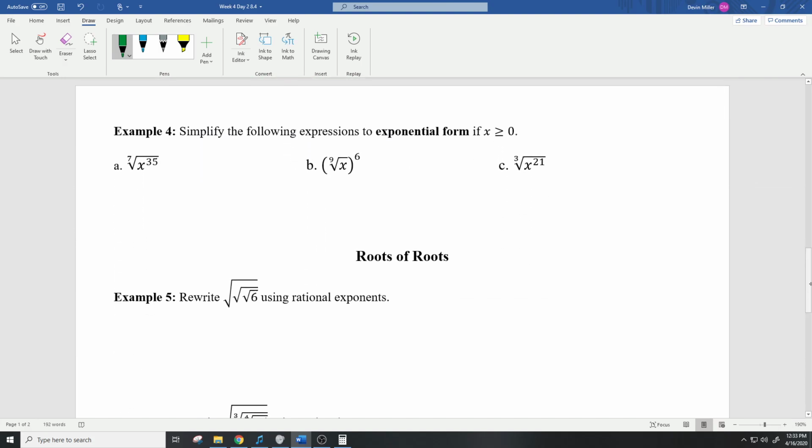Next page. Practice a couple of these. Just simplifying them this way. Simplify the following expressions to exponential form, which is important. That means they want you to have it just as an exponent, as long as x is greater than or equal to 0. Again, you can't have negative numbers inside these roots, especially if they're even roots. So the 7th root of x to the 35th would be the same thing as x to the what power? 35 over 7. We can skip the middle step. We don't have to pull 35 out. We already know how to do this. Then simplify this. 35 over 7 is 5. So it's x to the 5th.